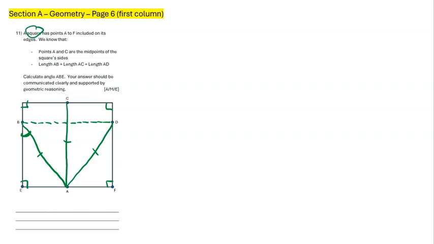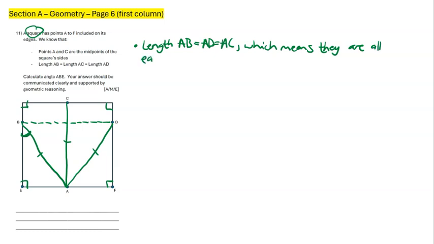So I guess the first step, let's do them in bullet points here. We know that length AB is equal to AD, which is equal to AC, which means they are all equal to length BD, isn't it? Okay, so that's the first step. I've talked about the relationship of the lines and all the lengths. Now that I've done that, I can specifically talk about that triangle.